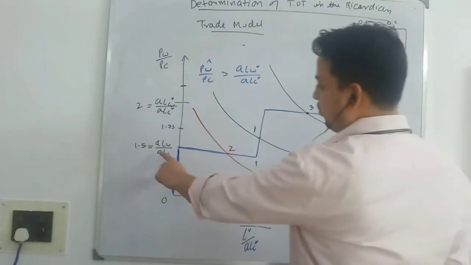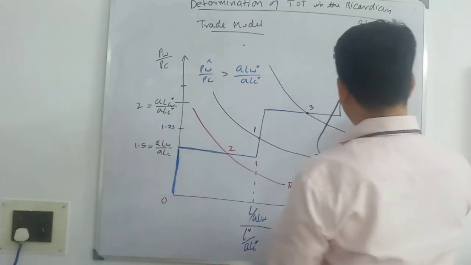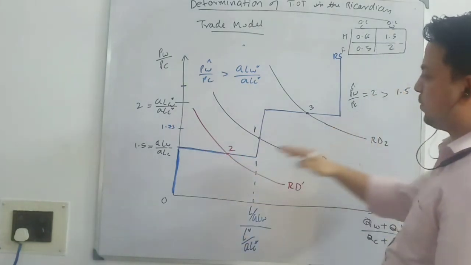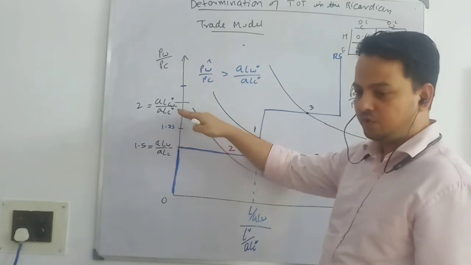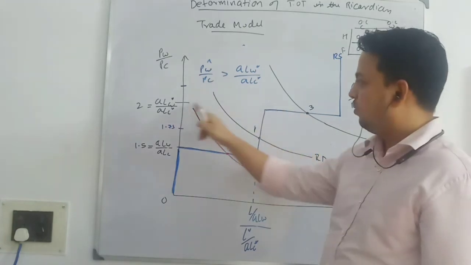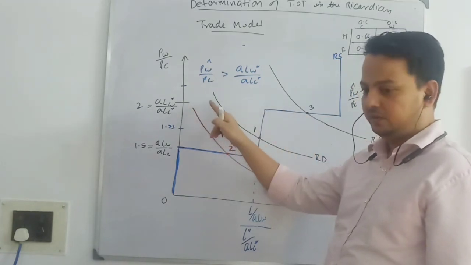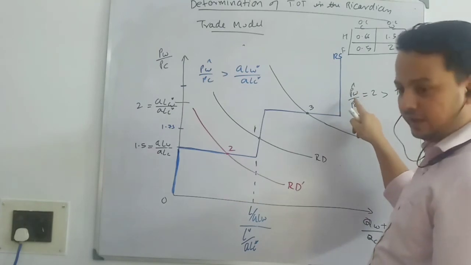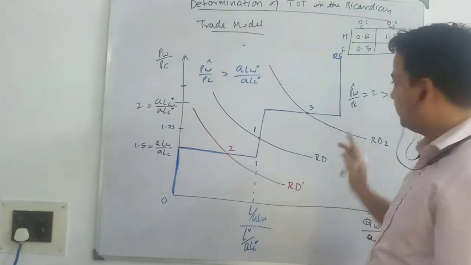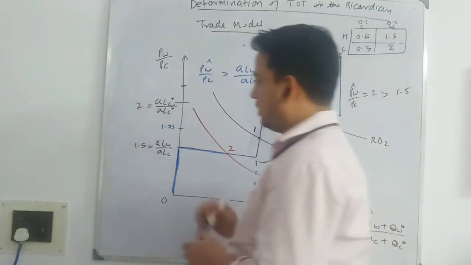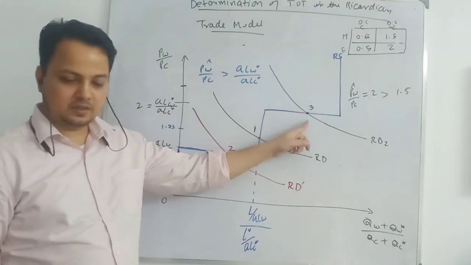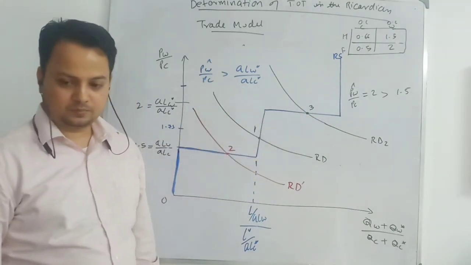What is the opportunity cost of producing wine in terms of cheese in home country? It is 1.5. So home will specialize at any price that is more than the opportunity cost. Here home will specialize in the production of wine. But foreign will be indifferent, because the terms of trade after trade is coming to be this 2. So foreign country will produce both goods. Here home will specialize, but foreign country will produce both goods.